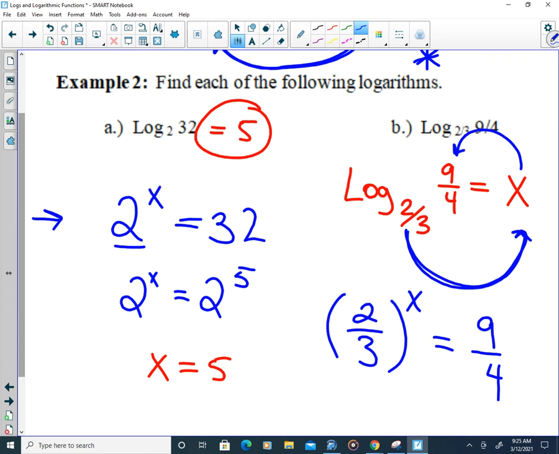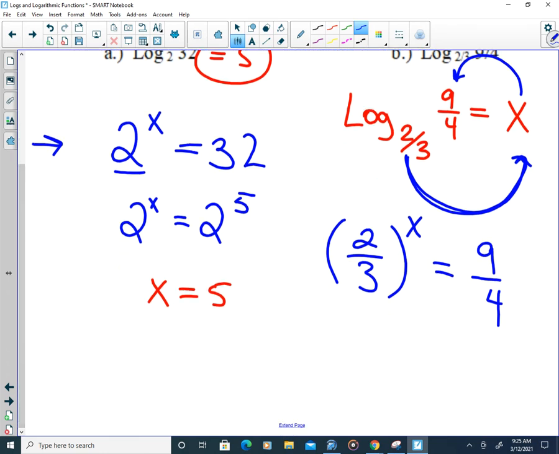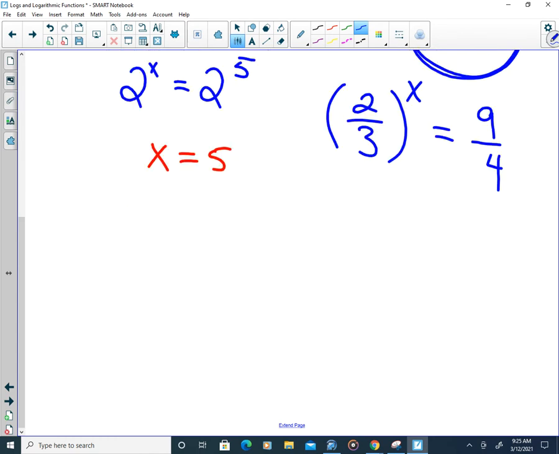And then I'm going to do it just like I did A. I'm going to rewrite both sides as powers, and I want both sides to have the same base. Okay? What I really like about logarithms is that it reviews everything we have learned this year. We got 2/3 to the x power. Well, 9/4 is what?